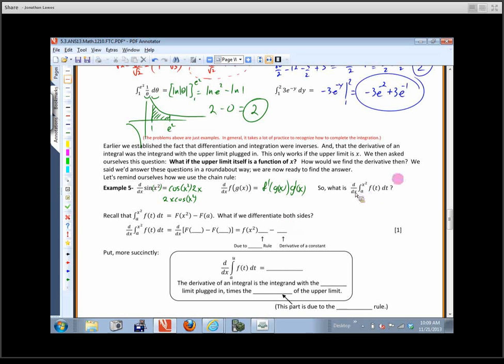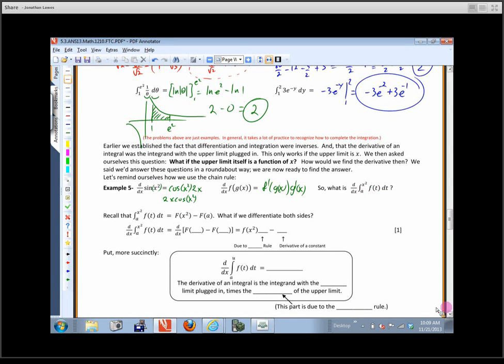So what if we had something like this? Now the only difference between this problem, the derivative of this definite integral, and the derivative of the definite integral that we were doing yesterday, is that the upper limit used to be an x, now it's an x squared. So how do we find the derivative if the upper limit is a function of x?